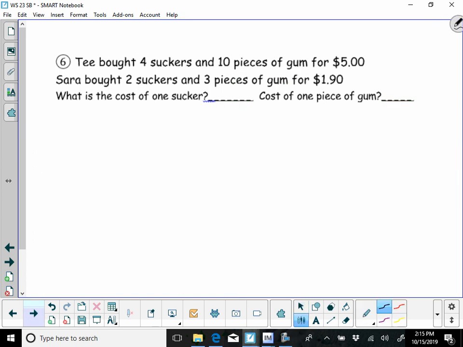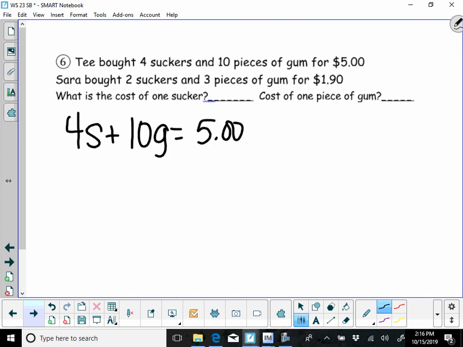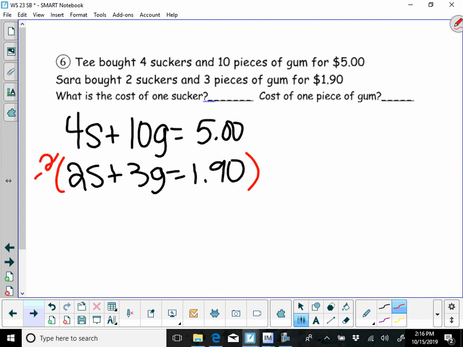All right, so 4 suckers and 10 pieces of gum, and that equaled $5. 2 suckers and 3 pieces of gum is $1.90. I'll give you a little hint here. If it was me, I would multiply the bottom equation by -2.